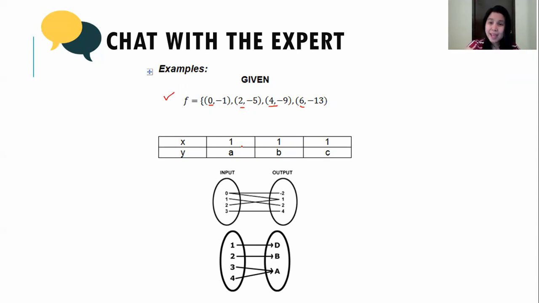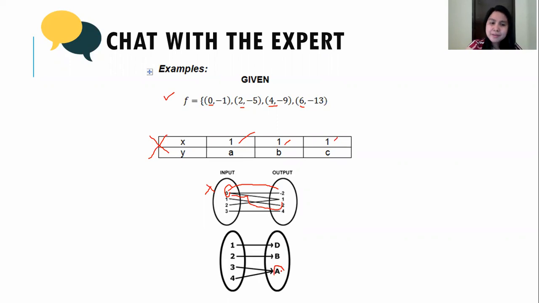Another one for the X coordinate alone. 1, 1, 1. It repeats. Therefore, this is not a function. Another one. 0 and -2. 0 and -1. The X repeats. Therefore, this is not a function. Another. 1D, 2B, 3A, 4A.